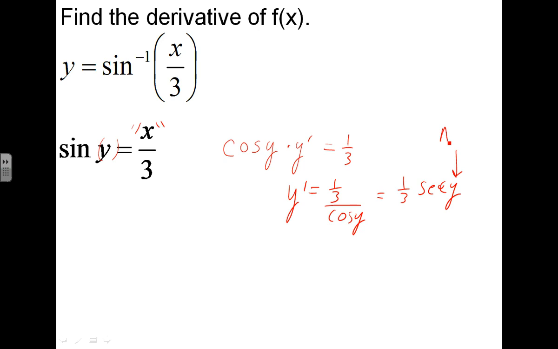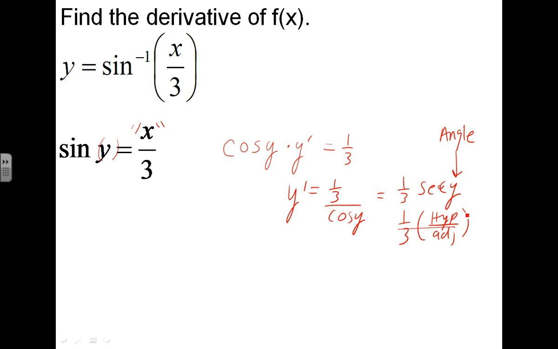So y is actually going to be an angle. And once I figure out what that angle is, I can take the secant of it, because that would be the hypotenuse over the adjacent side. And these will be in x's. So I'd be really close to my answer, 1/3 times whatever that is. So I need a triangle to solve that.